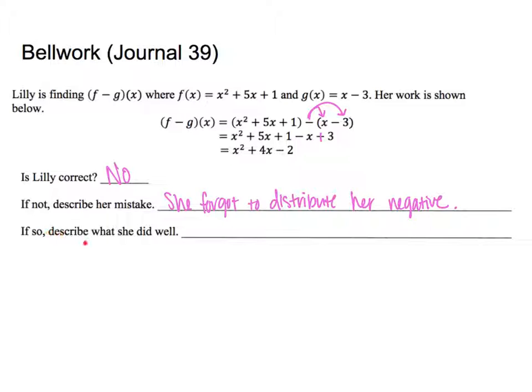But let's answer that third line here. It says, describe what she did well. So let's put some kind words for Lily. It looks like everything is done correctly except for the distributing negative part. So I'm going to say the one thing that I really liked that Lily did was that she put parentheses around that g function when she was subtracting. So that's always encouraged so that you can remember to distribute that negative. So she used parentheses is what I'm going to say that she did well in.